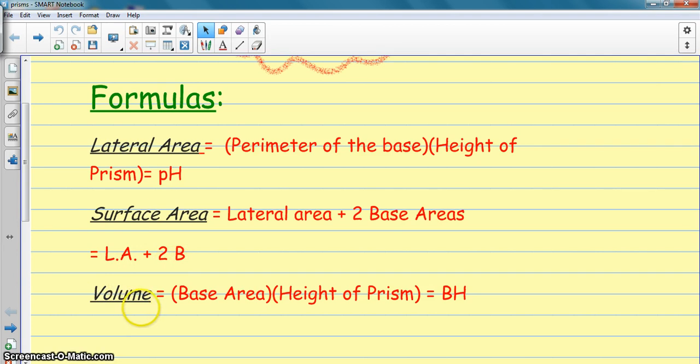Volume is our third formula. It is the capacity that a prism has. It is the base area times the height of the prism, or capital B, capital H. We're going to use these three formulas to do the next 5 problems.